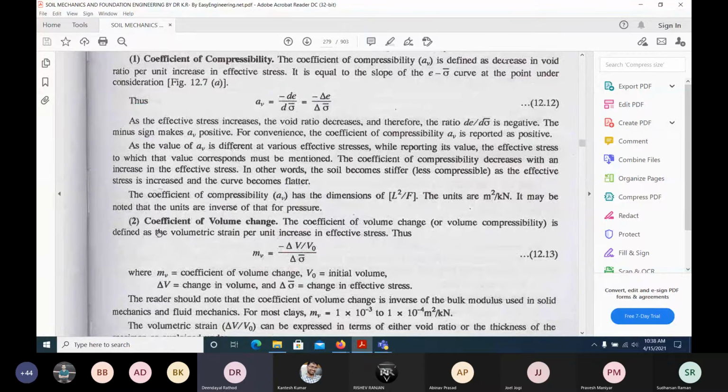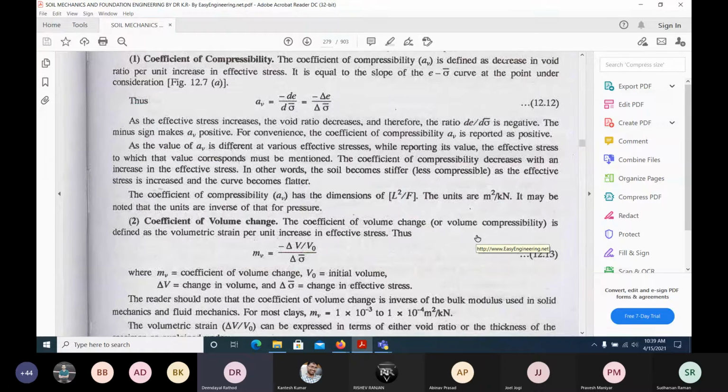Next, one more term is called the coefficient of volume change. The coefficient of volume change or volume compressibility is defined as the volumetric strain per unit increase in the effective stress. What is volumetric strain here? I'm talking about strain, not volume change. Strain is defined as change in the volume by original volume. Again it is represented with the minus sign: delta V, the change in volume, divided by original volume, divided by change in the effective stress.